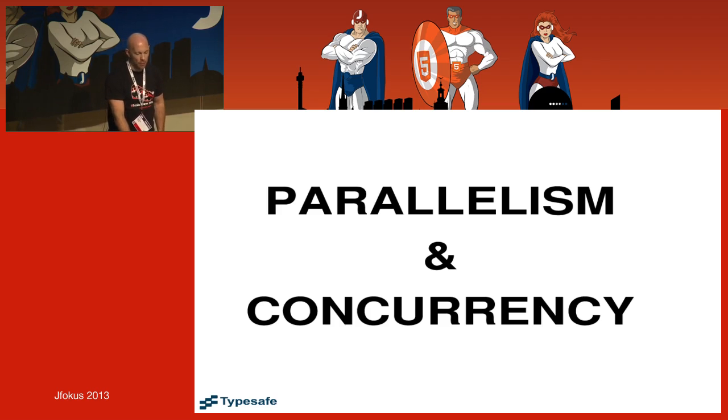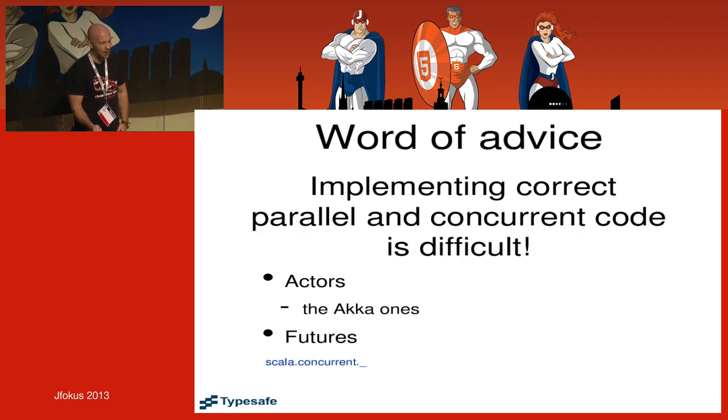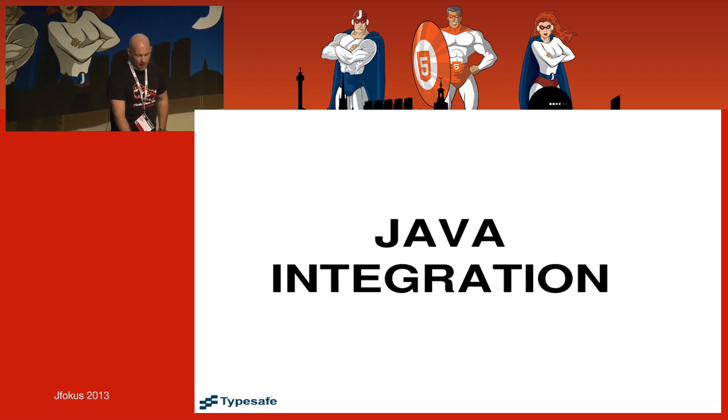Parallelism and concurrency on one slide. It's very difficult to do. So don't play around with it. Use actors or futures instead. And I'm going to leave it at that and suggest you look up Jonas' talk about why it is like this. It was on the session before.